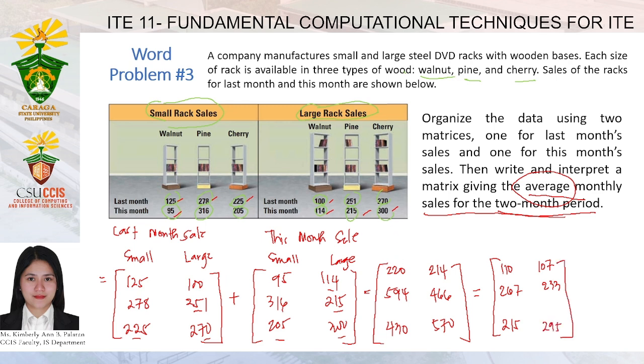Okay. So therefore, the average of monthly sale for 2 months is this one. That will be your final answer.